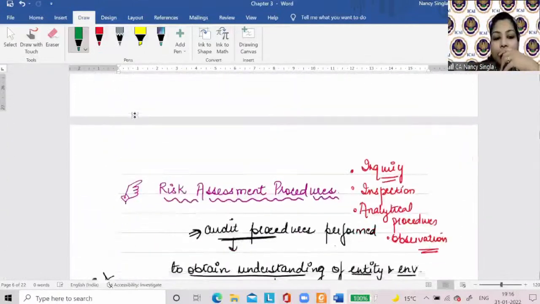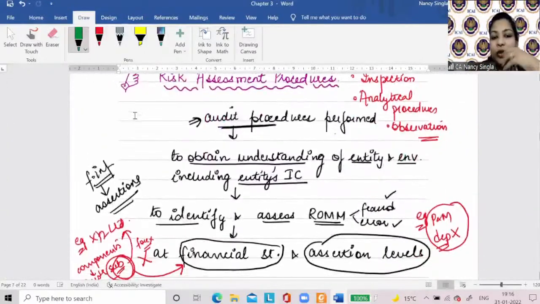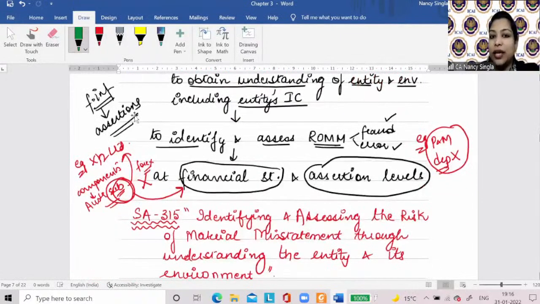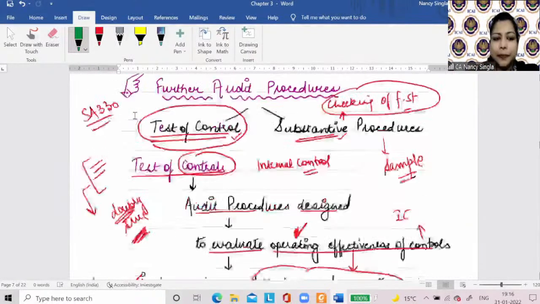Okay? Then risk assessment procedures, I told you, are audit procedures performed in order to obtain understanding of the entity, its environment, including the entity's internal control. Why? To identify and assess the risk of material misstatement, whether due to fraud or error. At what levels? At financial statement and assertion level. I hope this point is clear.